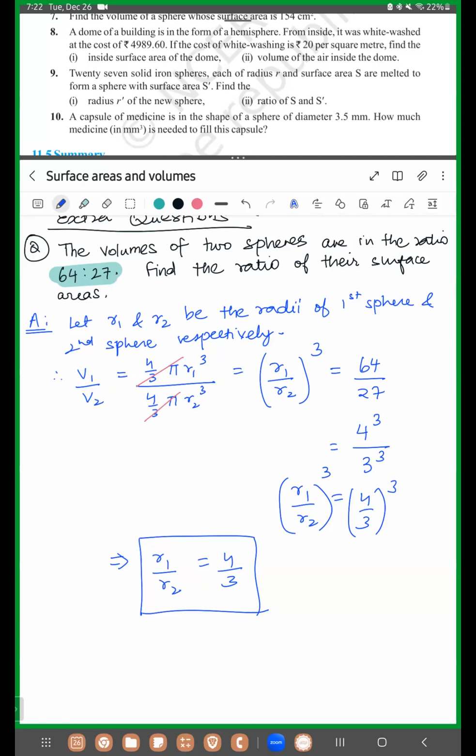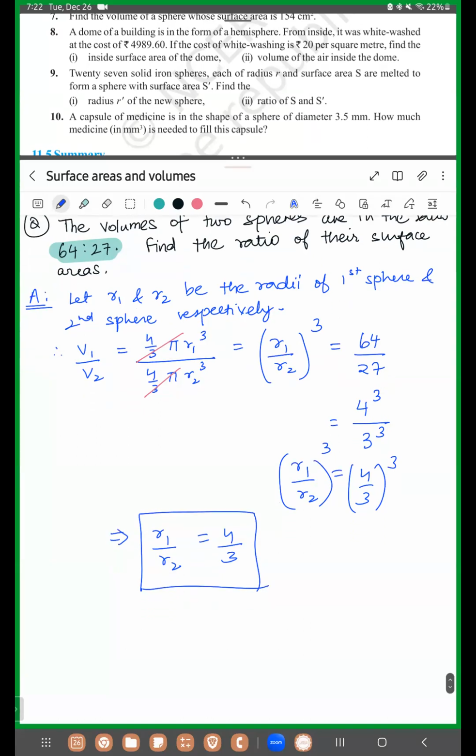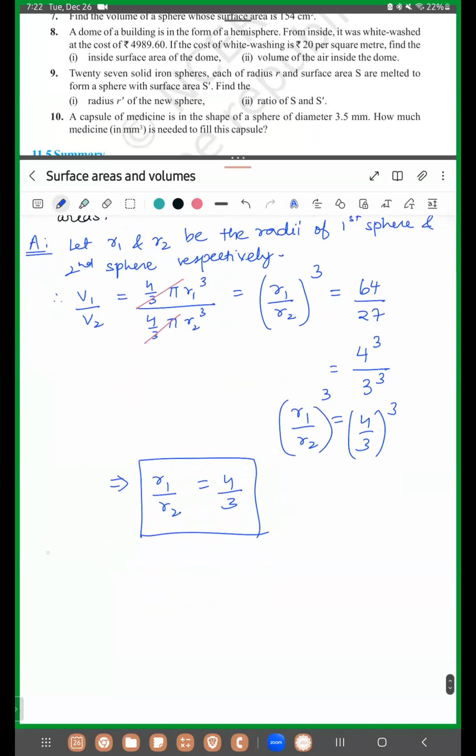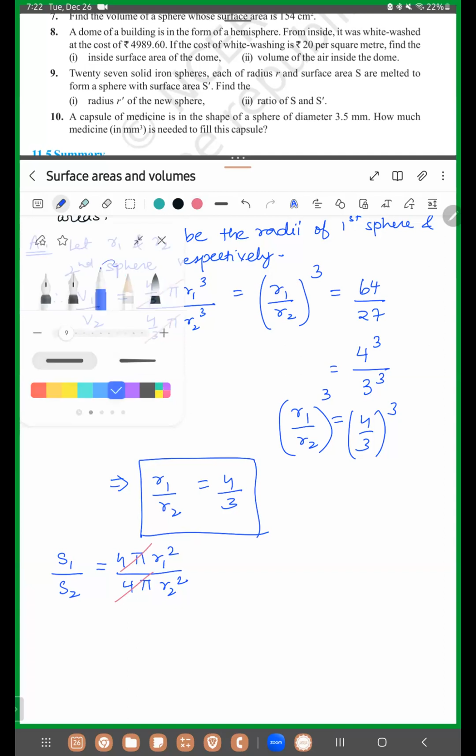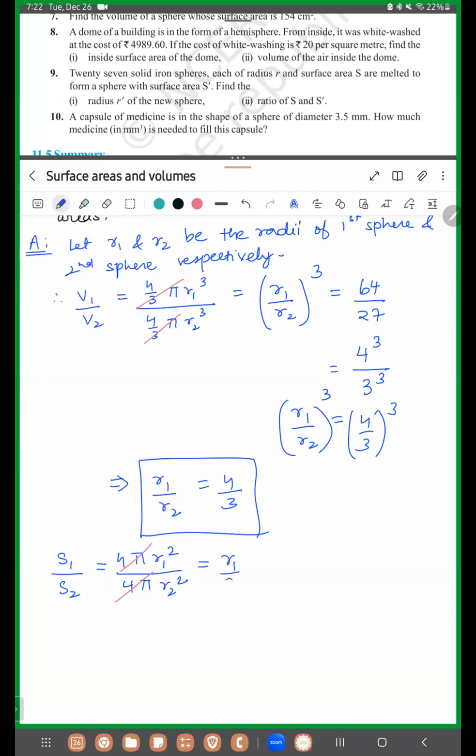Okay. Now we have to find the ratio of their surface areas. So let's say surface area 1 by surface area 2. This is going to be how much? Surface area of a sphere is 4 pi r square. So 4 pi r1 square by 4 pi r2 square. 4 pi cancelled. Okay, so we are left with r1 by r2 whole squared.